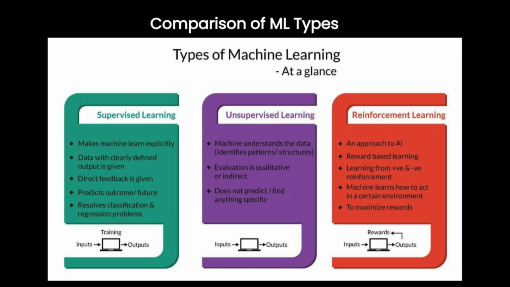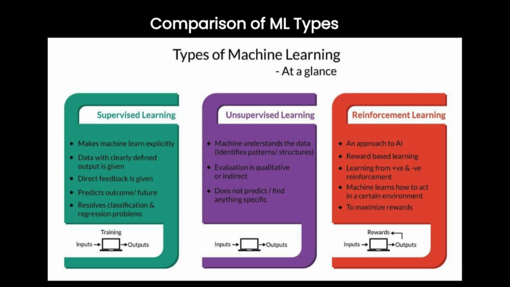Now let's quickly compare the three main types of machine learning side by side. First is supervised learning. Here, the machine learns using clearly labeled data, meaning the correct output is already provided. It receives direct feedback and is mainly used for prediction tasks like classification and regression, for example spam detection or price prediction.